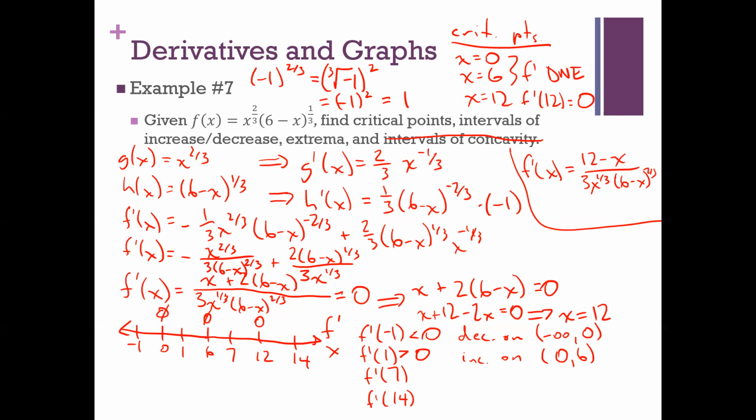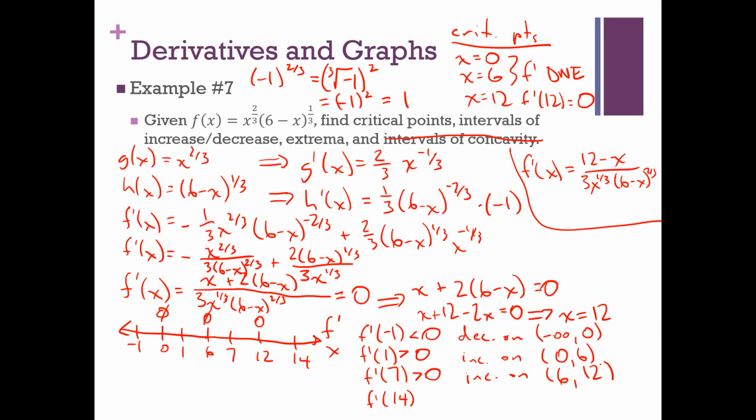Let me ask this, is it possible for 6 minus x to the power of 2/3 to ever be anything but positive? No, you're essentially squaring, right? You're taking the cube root as well, but you're squaring it. It's going to be positive. So that's kind of a shortcut we can use. So do we agree with f prime of 7 being positive? Okay. So it's also increasing on 6 to 12.